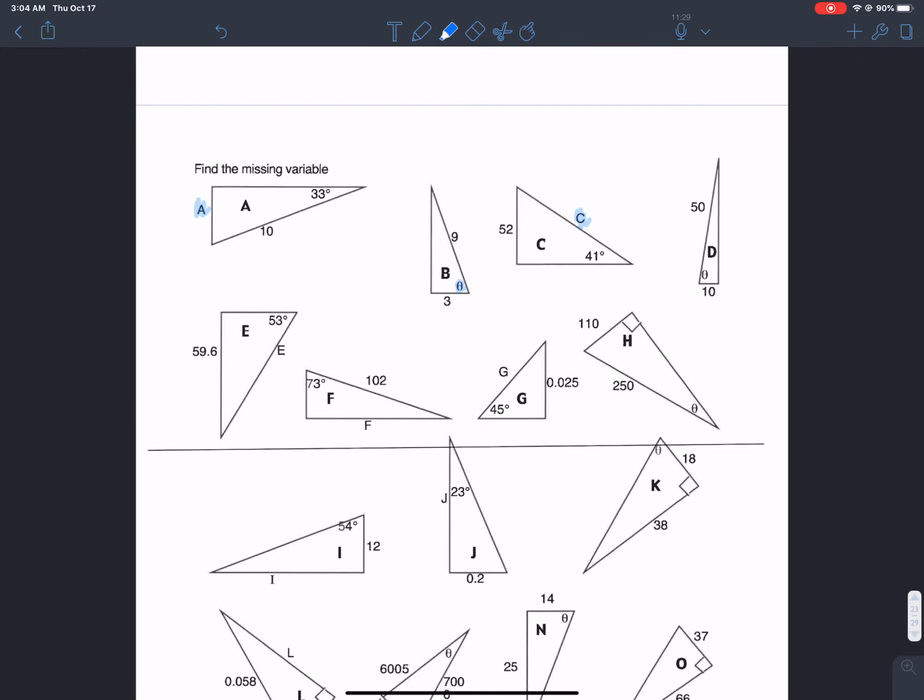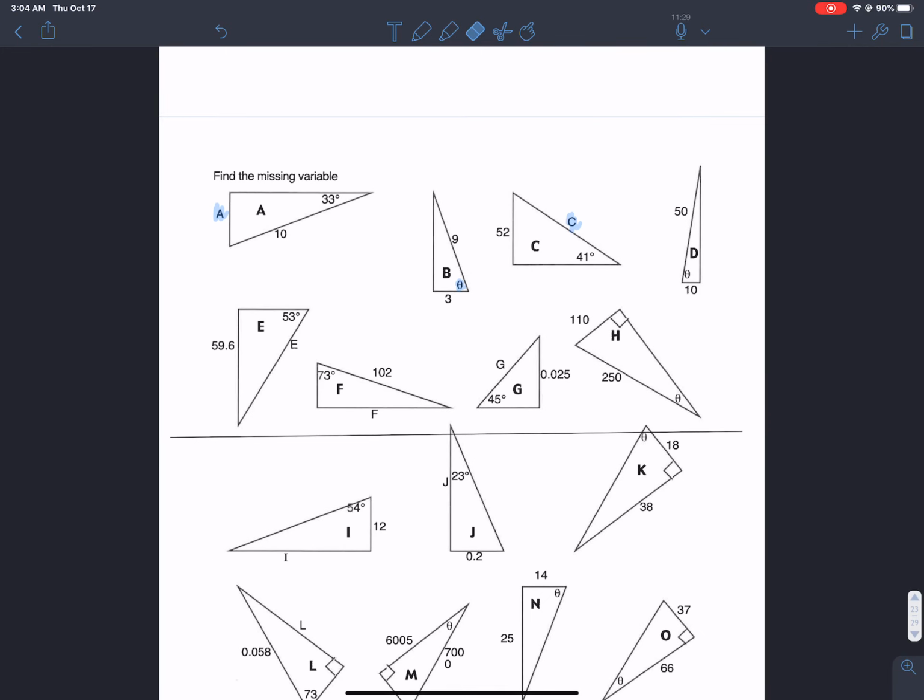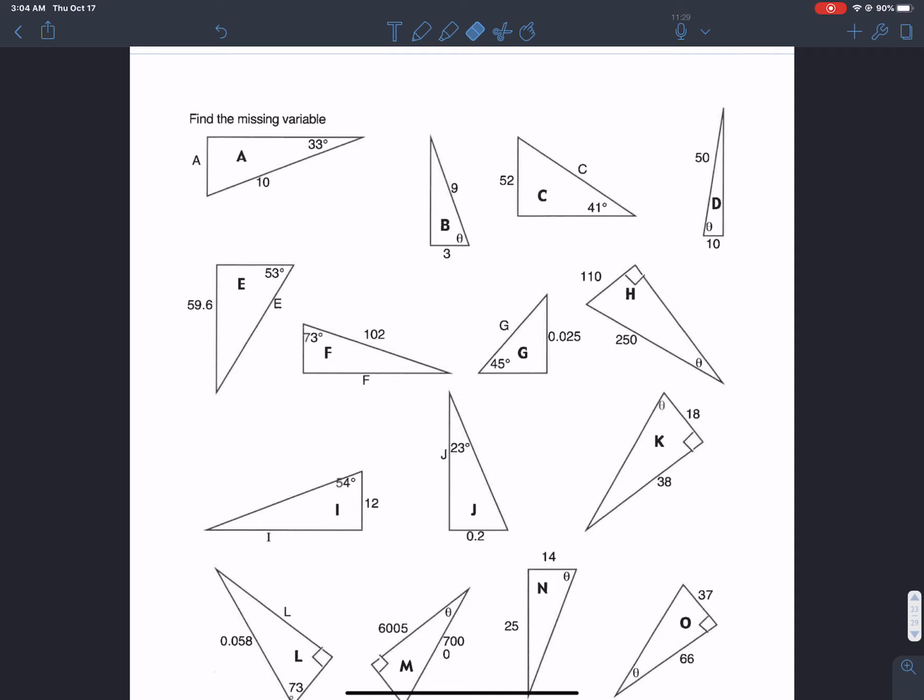Now, if you're really good at this stuff, eventually you're going to have to do this whole page right here. Okay, so if you are bored, you want to do the rest of them, go for it. Okay? That's it. Go ahead and get to work.